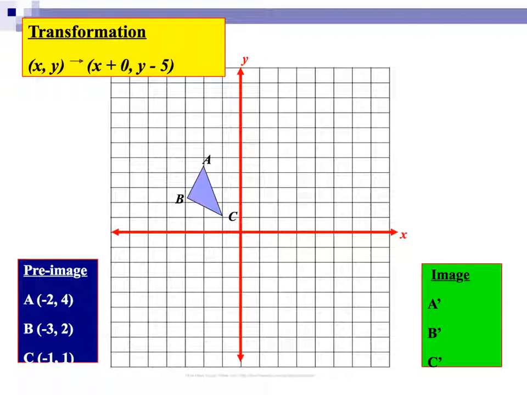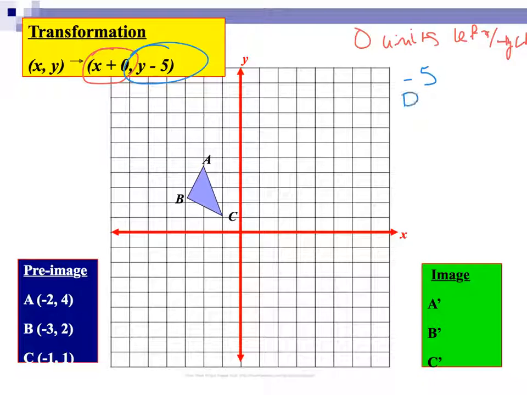Now on this example, we have x plus 0. So 0 units left or right. And then we have y minus 5. So since it's minus 5, that means down 5. So each point we're going to move down 5 units.